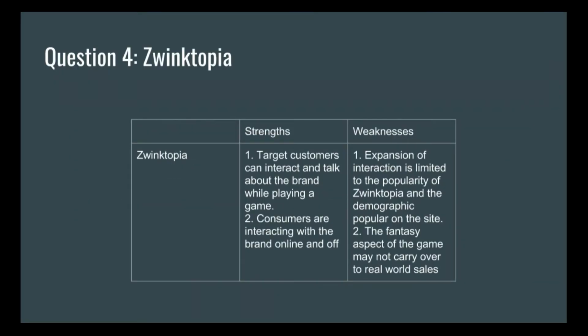On Zwingtopia, some of the strengths are that target customers can interact and talk about the brand while playing a game, and consumers are interacting with the brand online and offline. Some weaknesses of Zwingtopia are that the expansion of interaction is limited to the popularity of Zwingtopia and the demographic popular on the site, and the fantasy aspect of the game may not carry over to real-world sales.